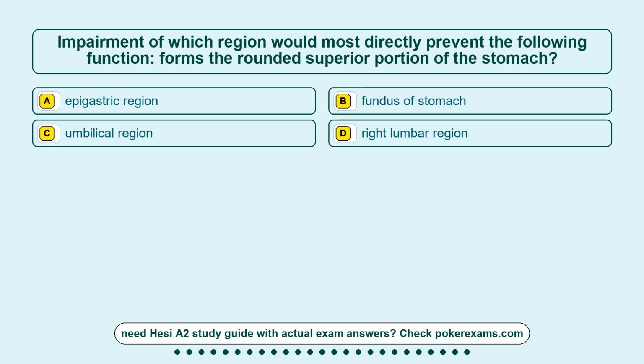Question 24. Impairment of which region would most directly prevent the following function? Forms the rounded superior portion of the stomach. Option A, epigastric region. Option B, fundus of stomach. Option C, umbilical region. Option D, right lumbar region. The correct answer is option B, fundus of stomach.